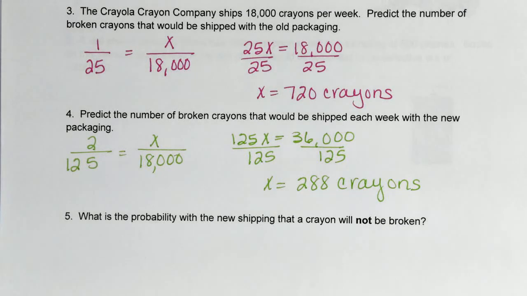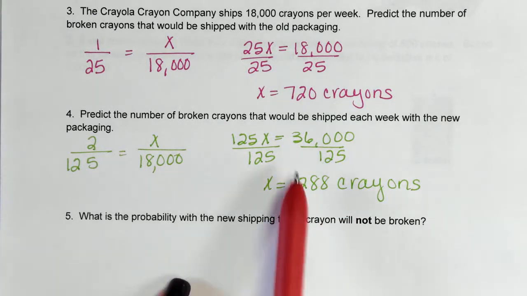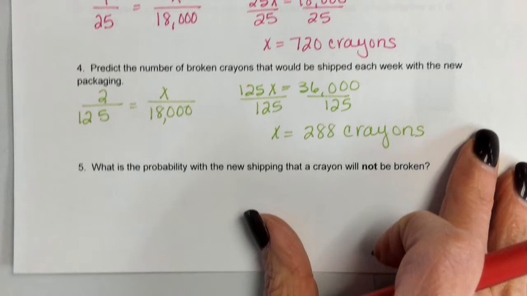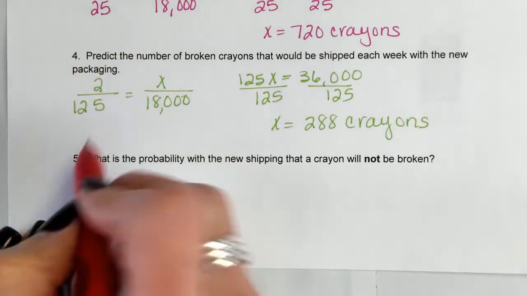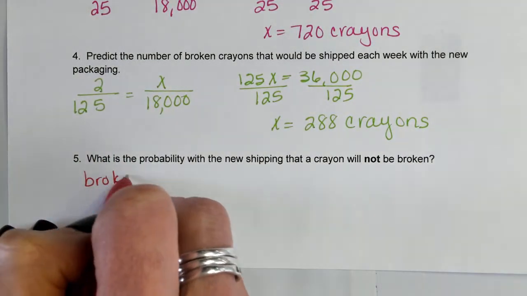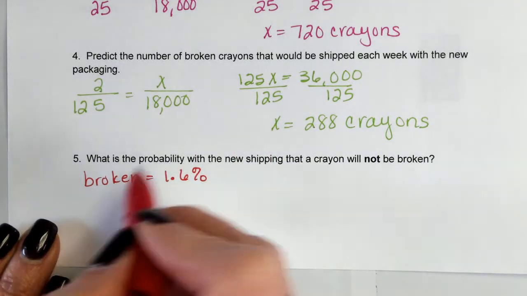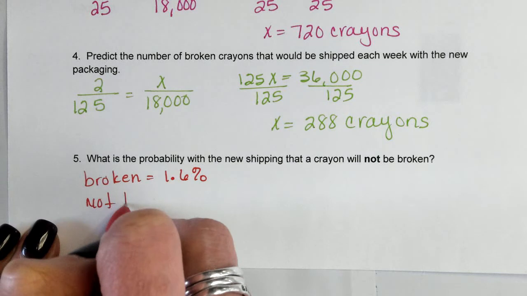Okay? So what is the probability with the new shipping that a crayon will not be broken? So if 1.6% is broken, then how much is not broken? That's what we're looking for.